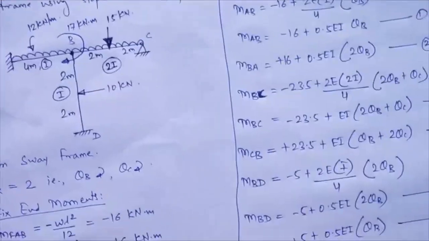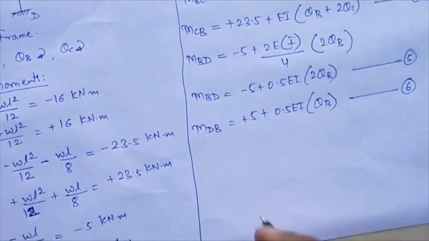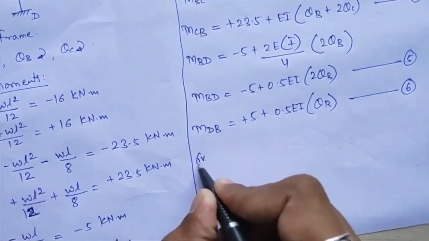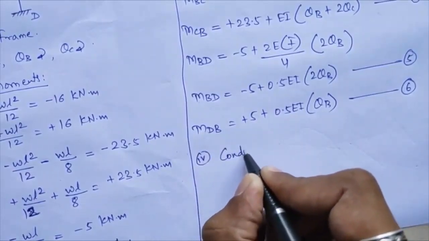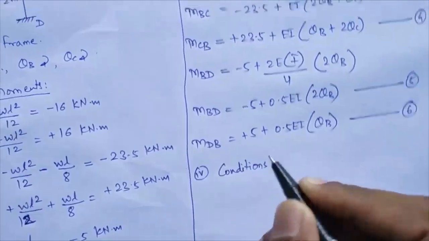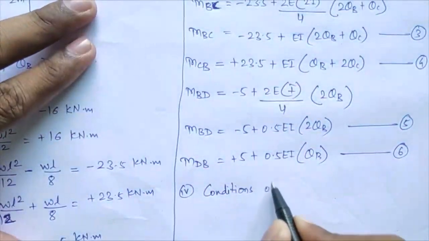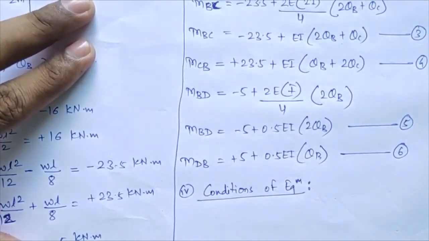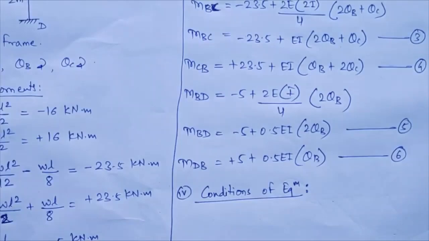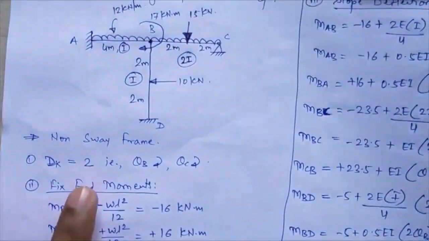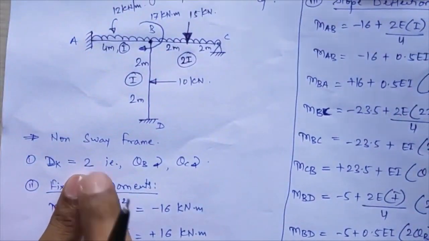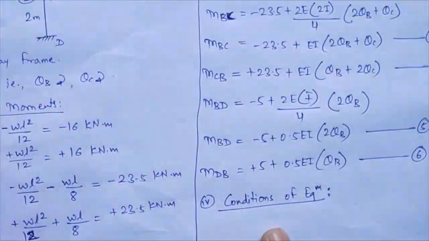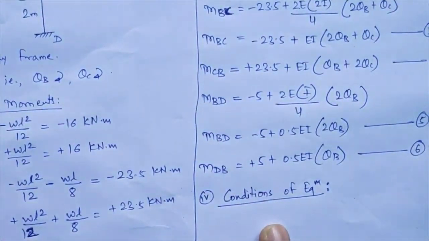So that will be considered in our next step, that is step number 4, conditions of equilibrium. Conditions of equilibrium will be equal to your value of Dk. So if you are having Dk value equal to 2, there will be 2 conditions only in case of non-sway beams or non-sway frames.